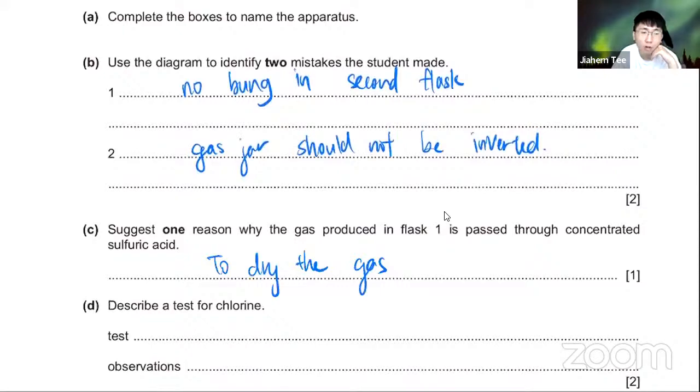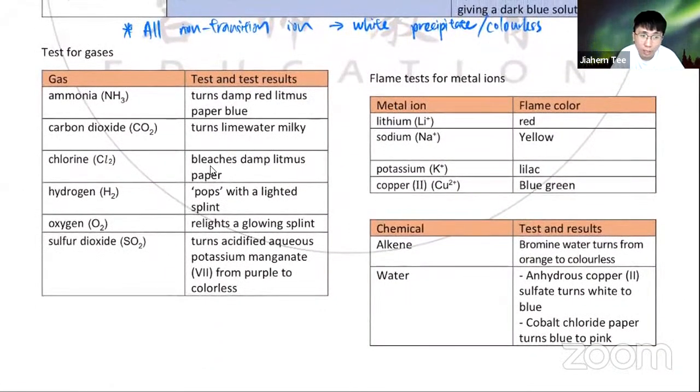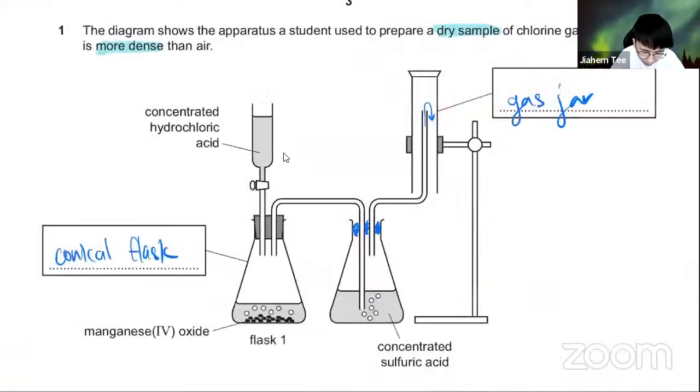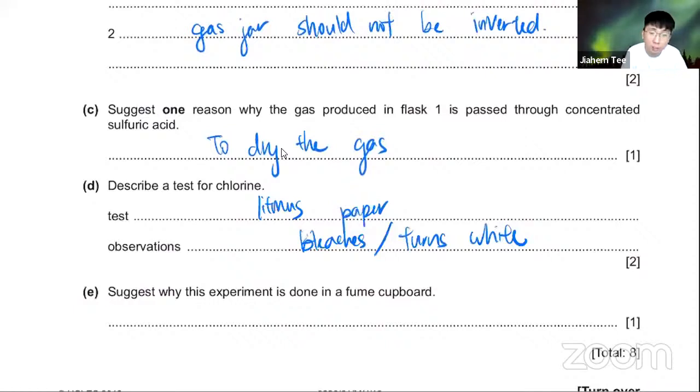And what is the test for chlorine? So for the chlorine gas test, guys, just now in our notes, let's say for chlorine gas test. Chlorine gas, to test it, it bleaches damp litmus paper. So you first need your litmus paper. Okay, so the test here, you can say litmus paper, and then you can say it bleaches, or you can say turns white. Because bleach means turn something white. So this is your answer. You see, my notes help you a lot, so make sure you refer to the notes.